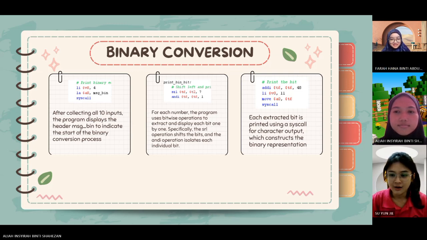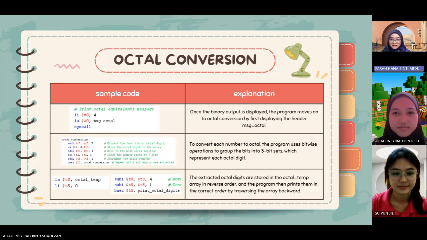Next, we move to octal conversion. Once the binary output is displayed, the program moves on to octal conversion by first displaying the header message octal. To convert each number to octal, the program uses bitwise operations to group the bits into 3-bit sets, which represent each octal digit. And then the extracted octal digits are stored in the octal temporary array in reverse order, and the program then prints them in the correct order by traversing the array backward.